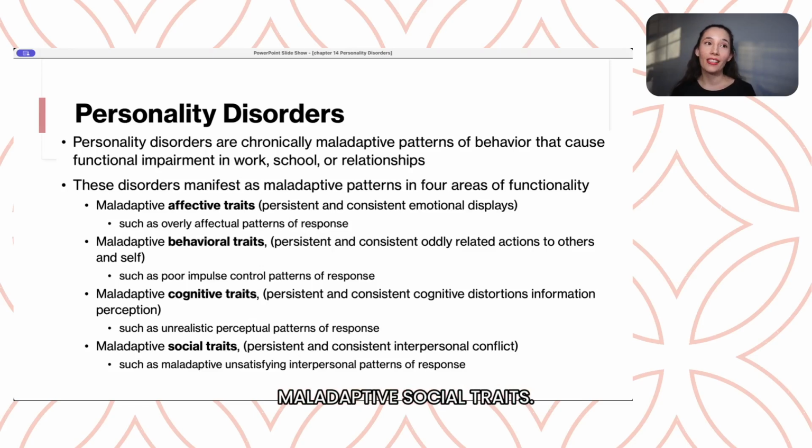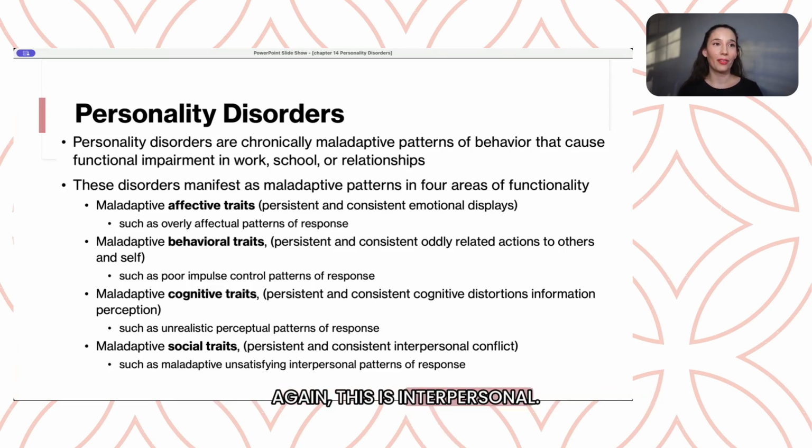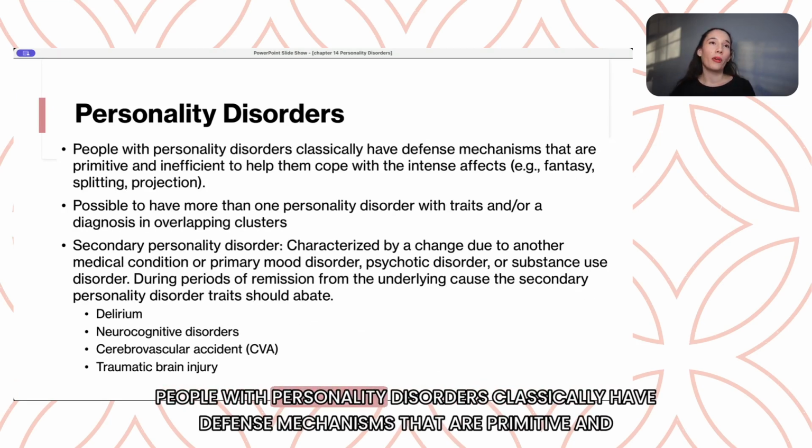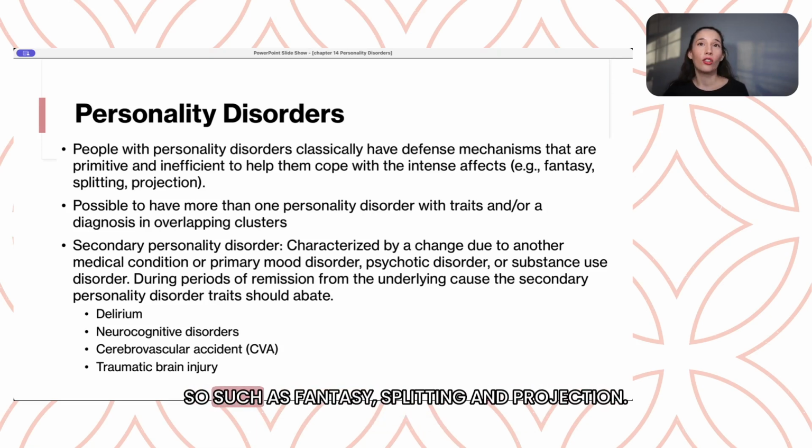Maladaptive social traits. Maladaptive, unsatisfying interpersonal patterns of response. So again, this is interpersonal. People with personality disorders classically have defense mechanisms that are primitive and inefficient to help them cope with intense affects. So such as fantasy, splitting, and projection.